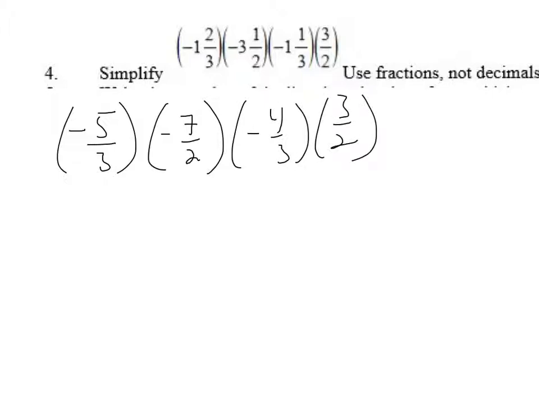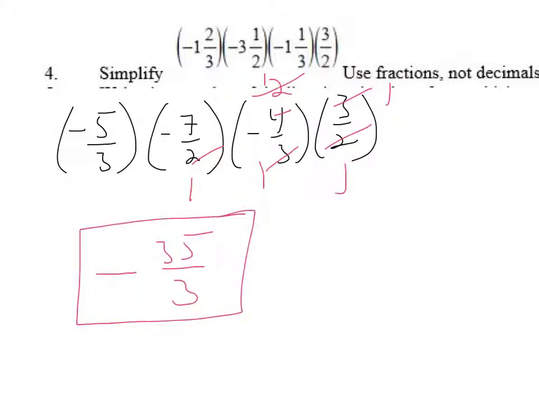So then what we can do is, let's see, that 2 cancels that 4 to give me a 2. That 2 gets rid of that 2, so now we've got 1s. That 3 goes into that 3 once. And I see 3 negatives, so I know my answer is going to be negative. And I don't think anything else cancels out, so 7 times 5 is 35, and 3 times 1 is 3. So that's what that becomes, fractions.